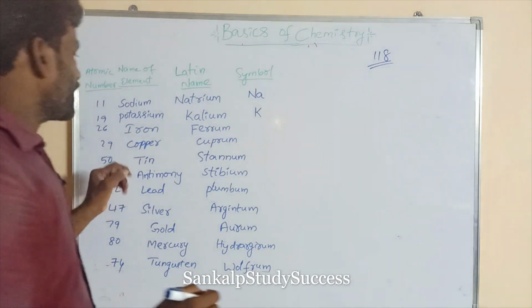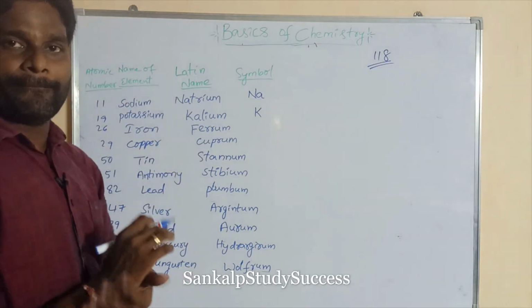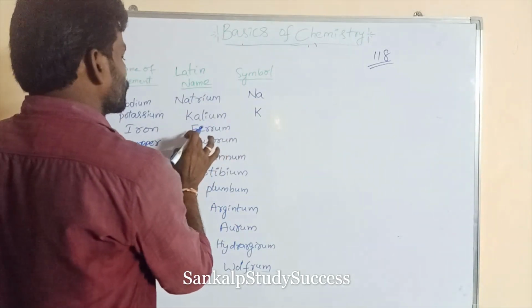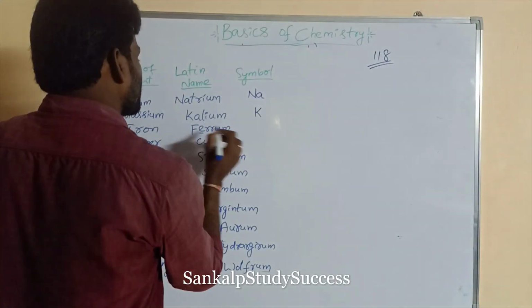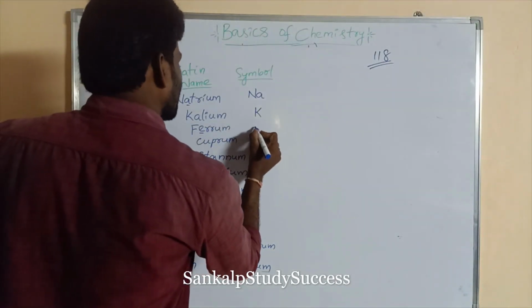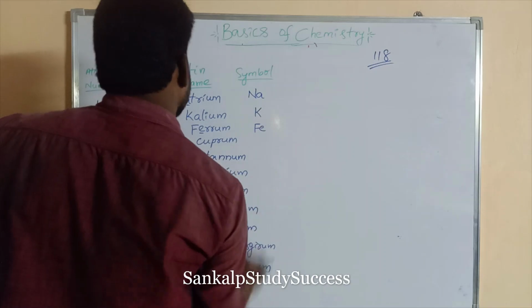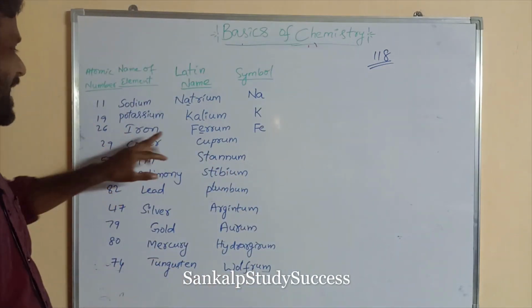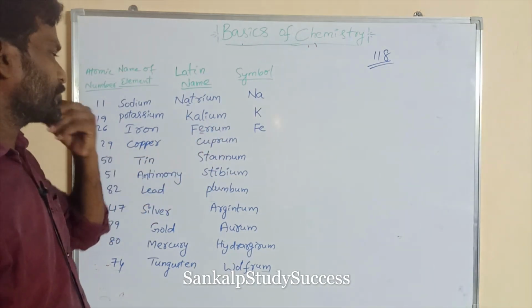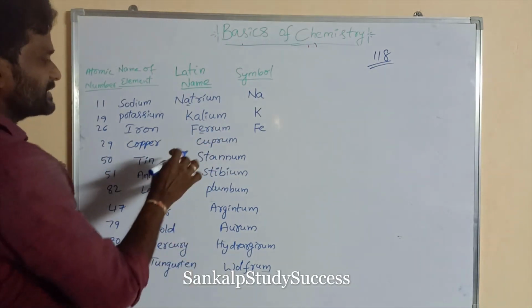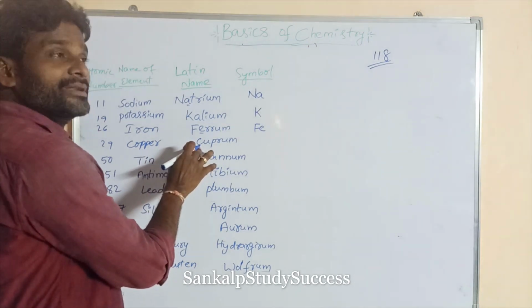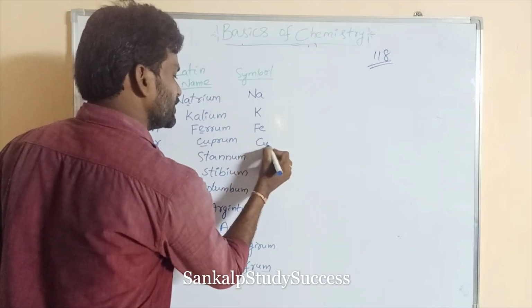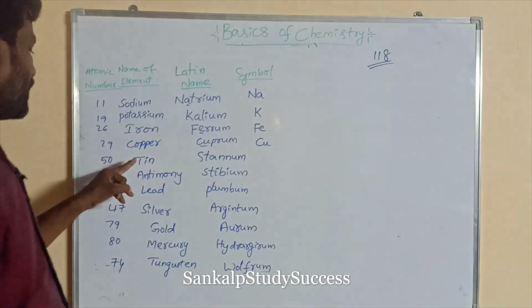Iron. Its Latin name is ferrum. What is the first letter? F. F is already given for fluorine. So the first two letters can be taken, like Fe. Similarly, copper. Its Latin name is cuprum. What is the first letter? C. That is already given for carbon. So the first two letters can be taken: Cu.